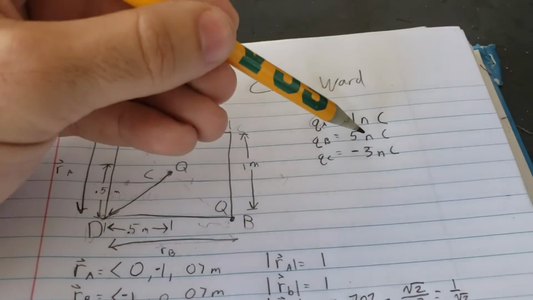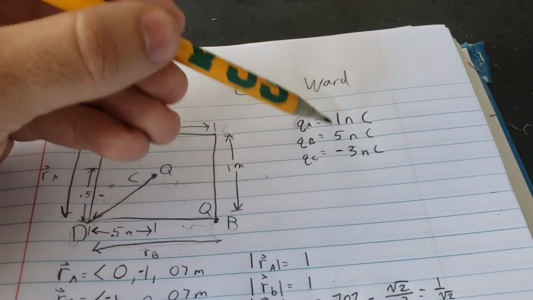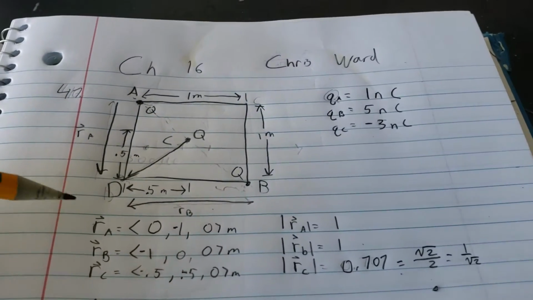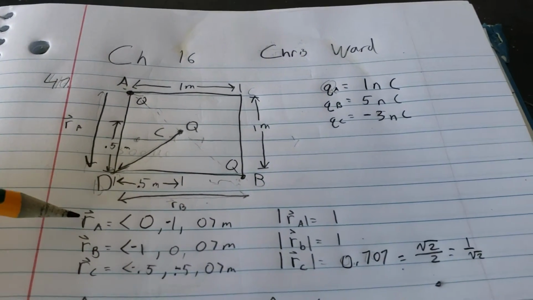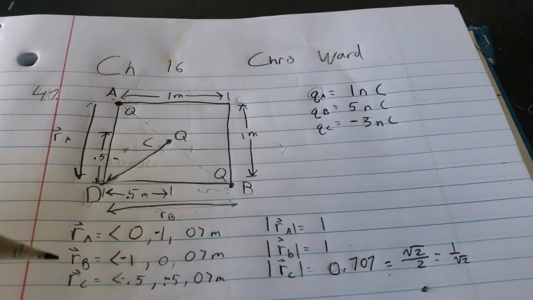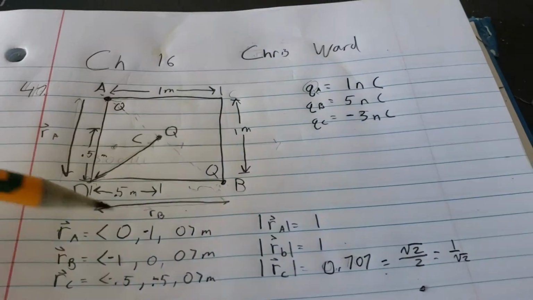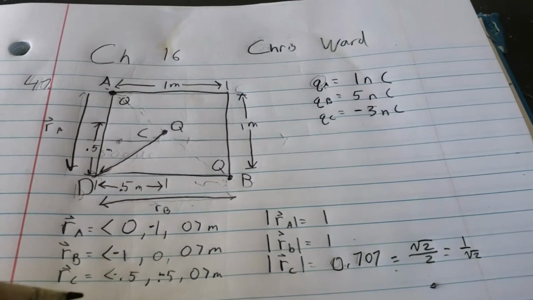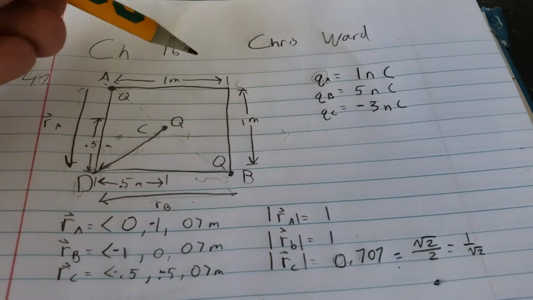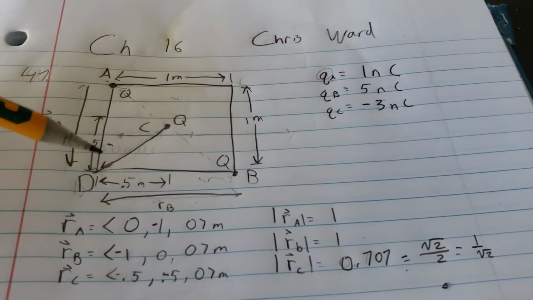I also changed the charges, whereas in the book they were 1 nanocoulomb each. I changed it to make it a little bit more interesting. First thing I did was find the basic vectors. Vector A is at 0, -1, 0 from A to D. Vector B is -1, 0, 0 from B to point D. These are in meters. Vector C is at -5, -5 from C to D.